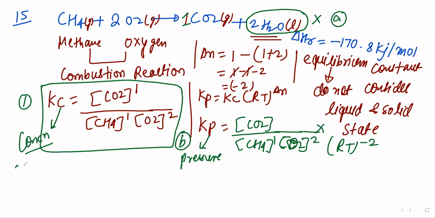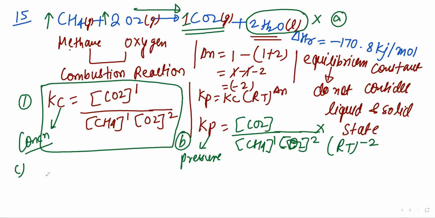Now we will discuss the C option. Adding CH4 and O2, the reactants, will increase the concentration of reactants, and according to Le Chatelier's principle, the equilibrium shifts to the right. So when we take more moles of methane, we are increasing the concentration of methane and oxygen, then the concentration of CO2 and H2O is increased. Right? It shifts towards the right hand side.